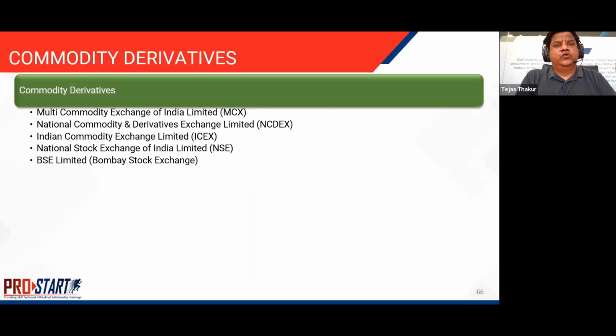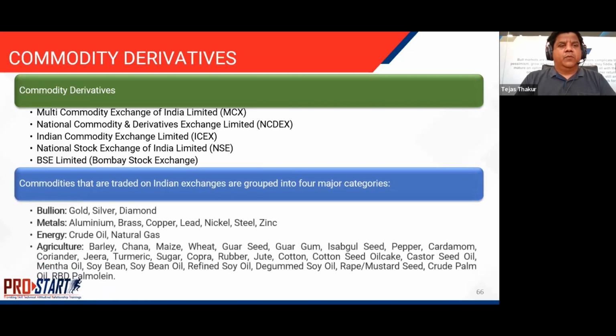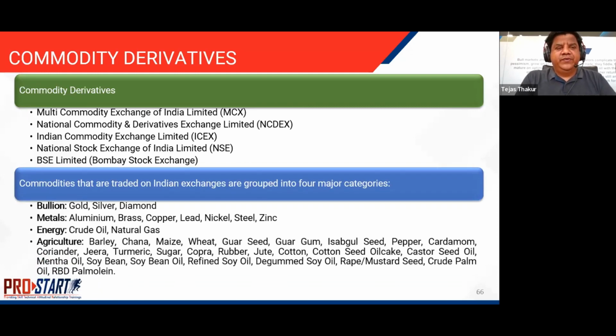Commodity derivatives: you have the MCX, the Multi Commodity Exchange of India Limited. You have the NCDX, the National Commodity Derivatives Exchange Limited. You have the ICEX, the Indian Commodity Exchange Limited. You have the NSE and the BSE. Commodities are divided into four broad groups. We had looked at it earlier also. First is bullion: gold, silver, and diamonds are considered in the bullion section. Then you have the metals: aluminum, brass, copper, nickel, lead, steel, and zinc. You have energy, which is crude oil and natural gas. And then you have the entire agricultural produce.